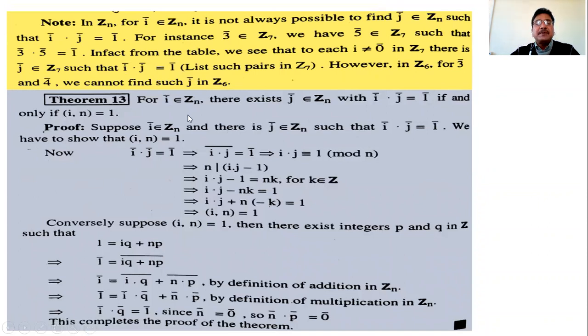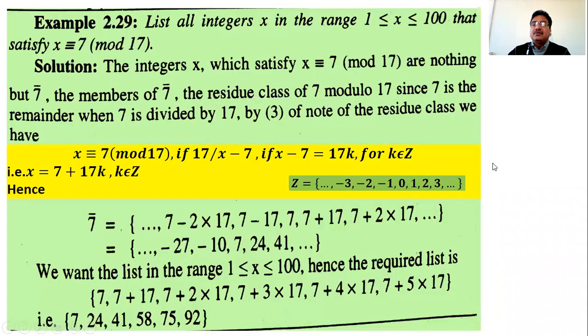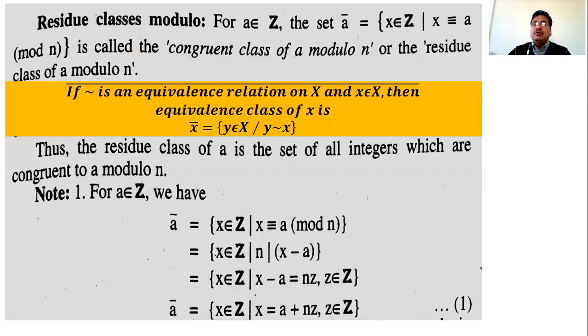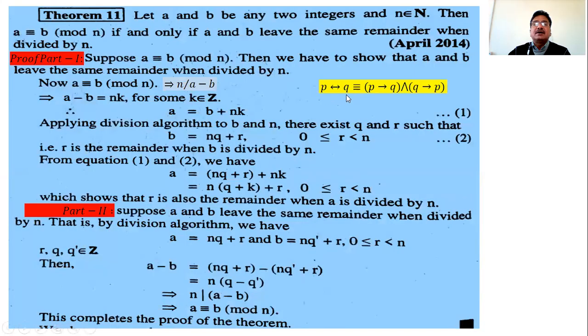In the first part, assume that the inverse of I bar exists and suppose it is J bar, and then prove the greatest common divisor of I and N is 1. That is the theorem of the type if and only if. The proof of an if and only if type theorem is in two parts. When P if and only if Q is logically equivalent to P implies Q and Q implies P.